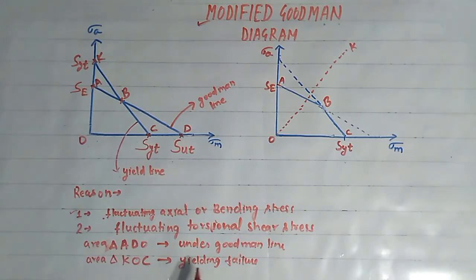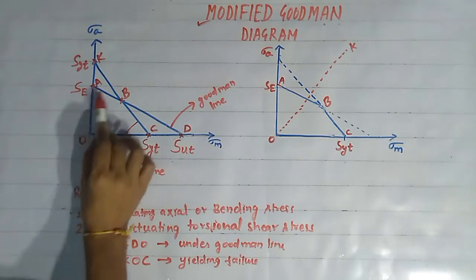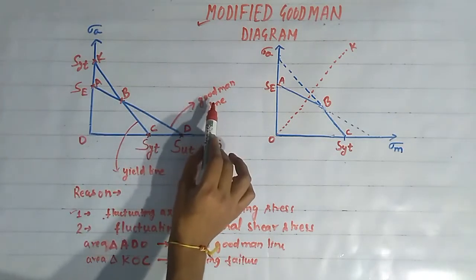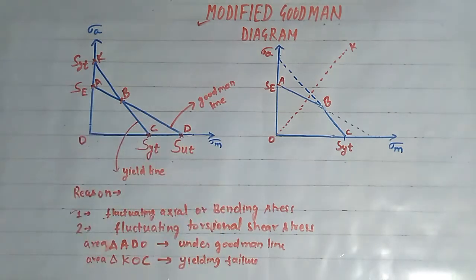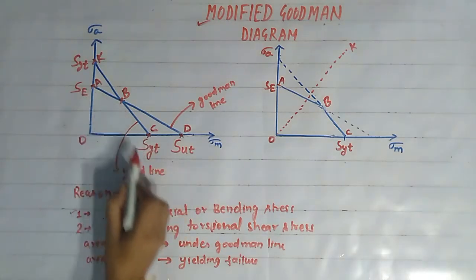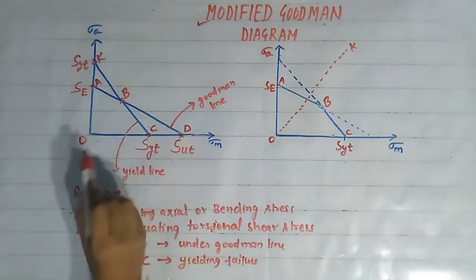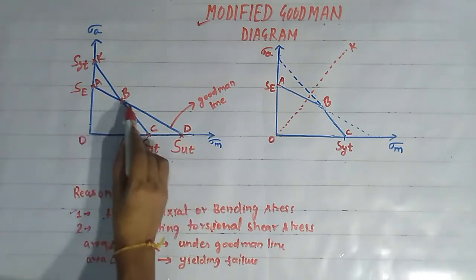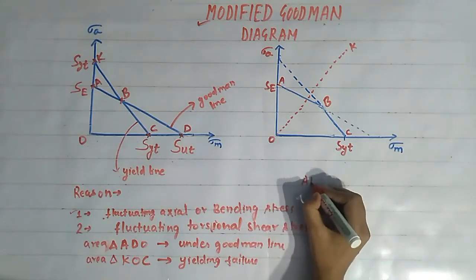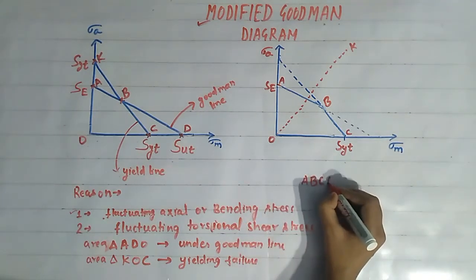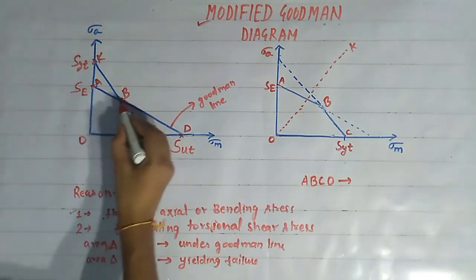That's why this area is safe for yielding purpose, and the area of triangle OAD was safe for fluctuating loading condition because it was lying under Goodman line. Okay, Goodman line is AD. Now friend, see that area under ABCO. Okay, see this area ABCO.